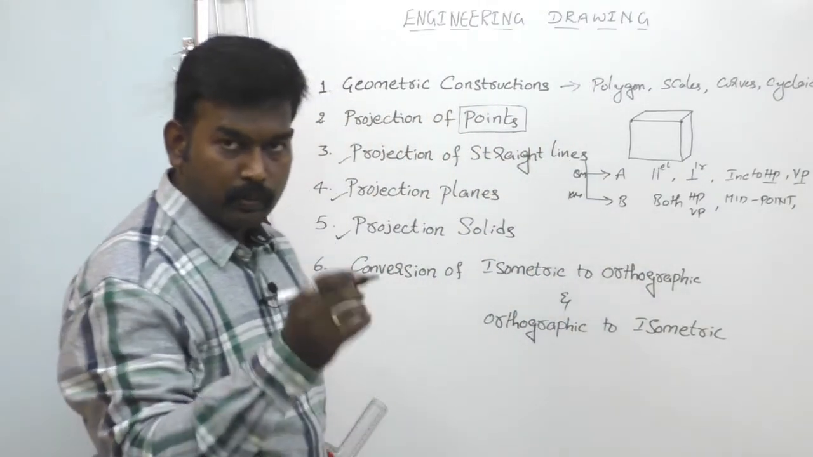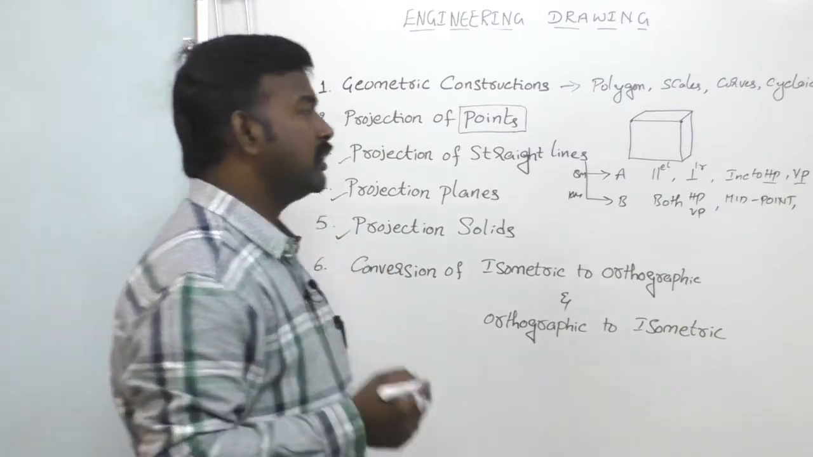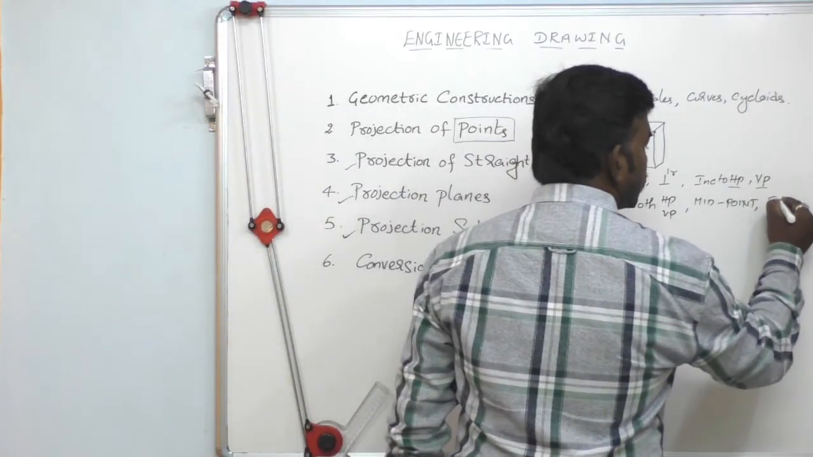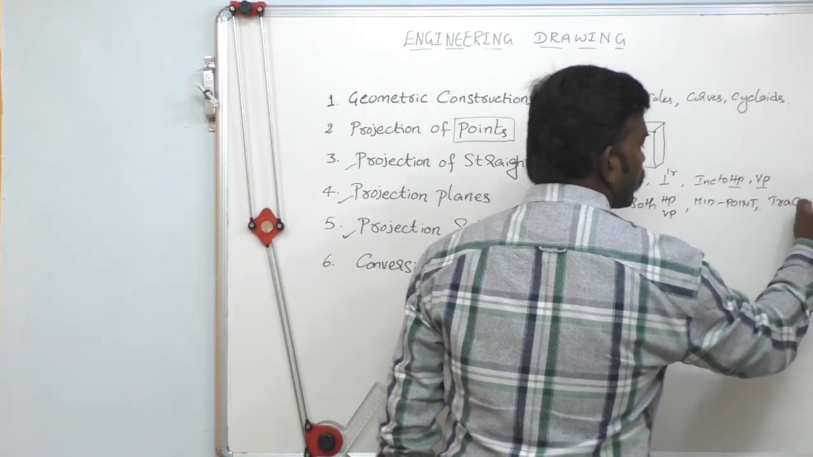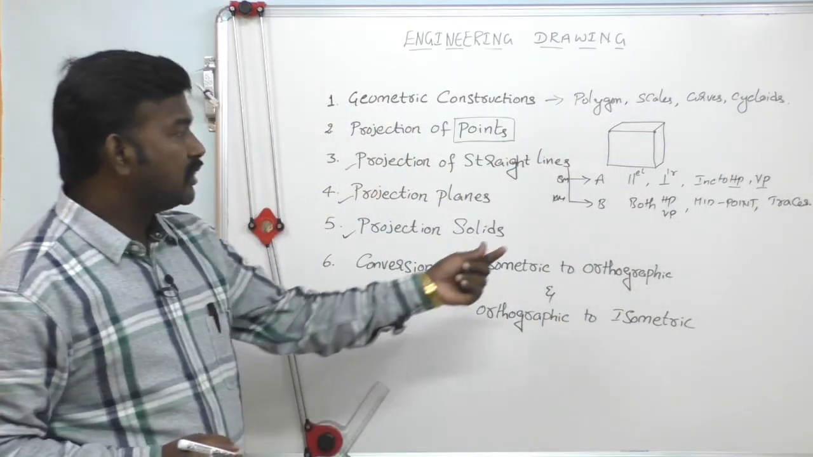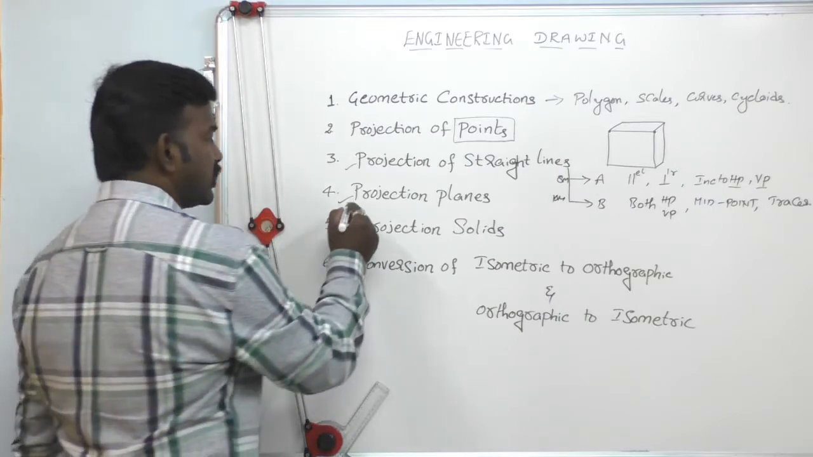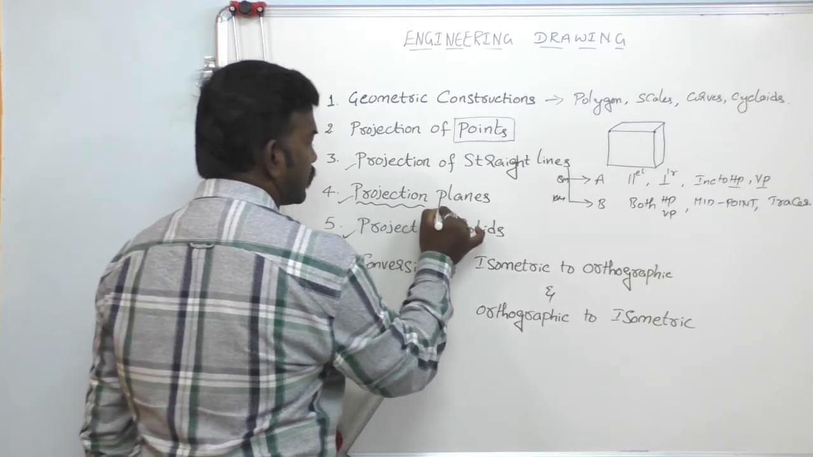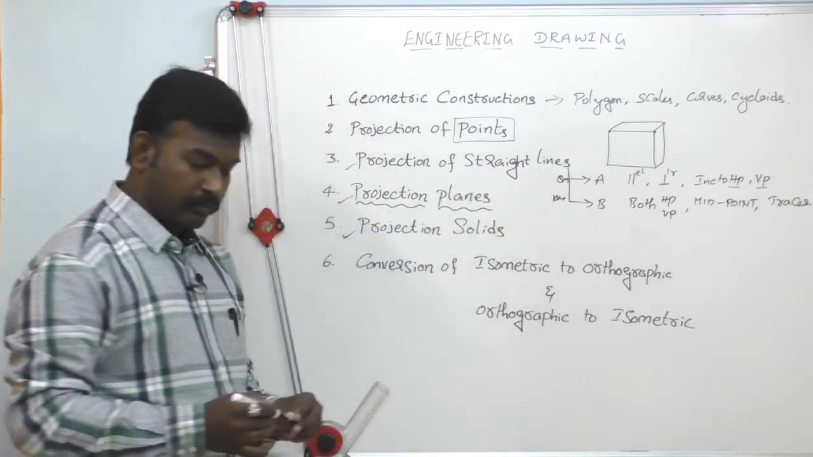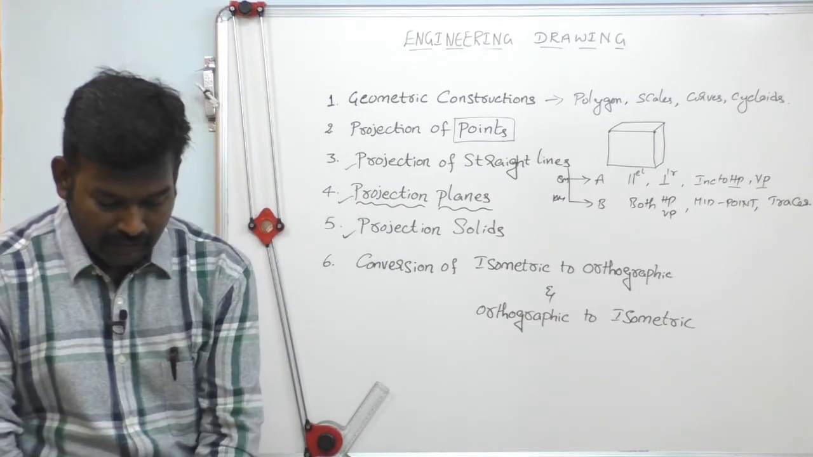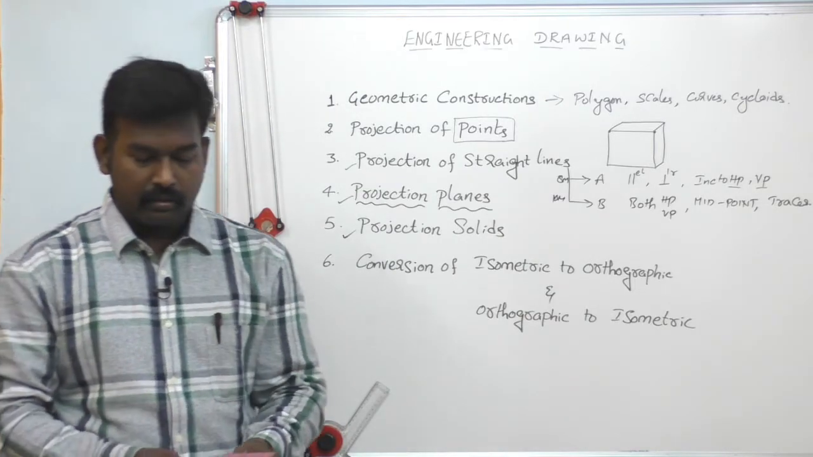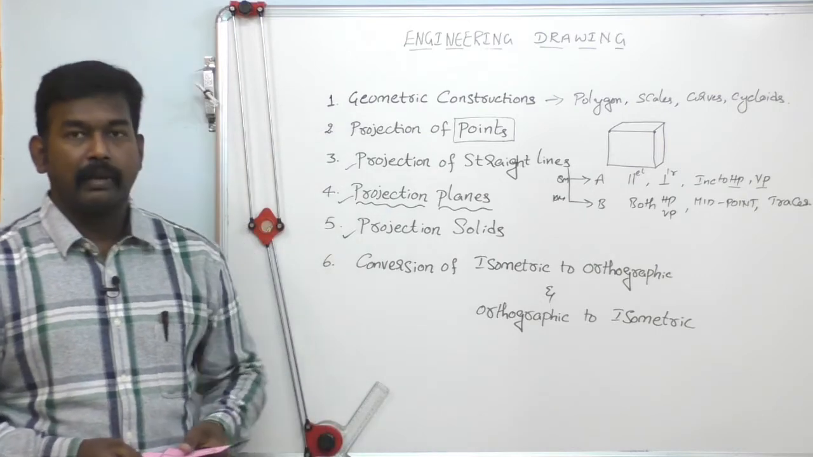Line inclined to both planes as well as the midpoint method. And next one is traces. These are the three concepts in part B. And next one is projection of planes. Suppose we are having so many kinds of planes.